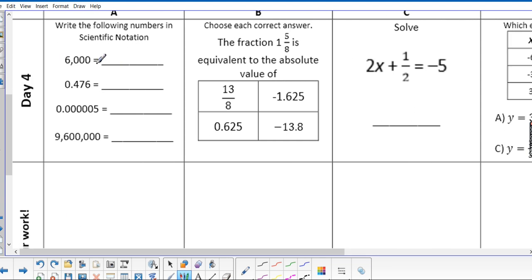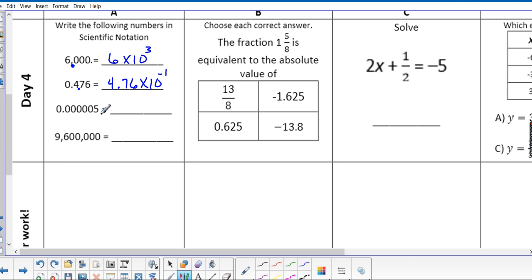Scientific notation. 6,000, we know it's a positive exponent. If your decimal's here and you need it to be right there, it's going to be 6 times 10 to the 3rd power. Decimal, so we know it's a negative exponent. Got to make that first factor greater than or equal to 1 but less than 10. So I moved it 1 time, and I know it's negative, so it's 10 to the negative first.